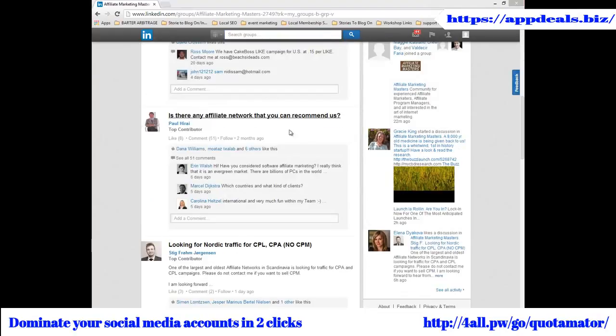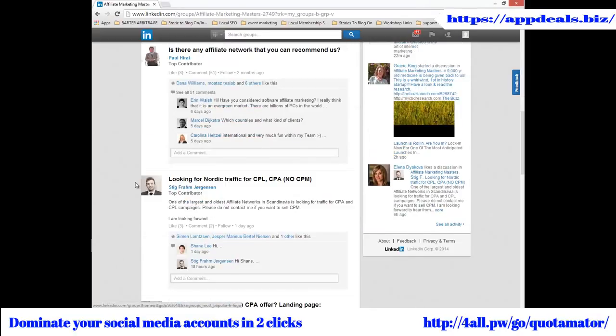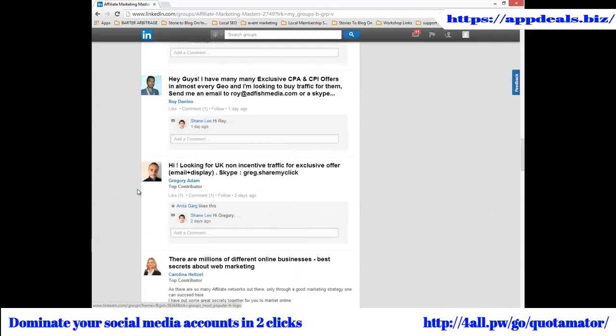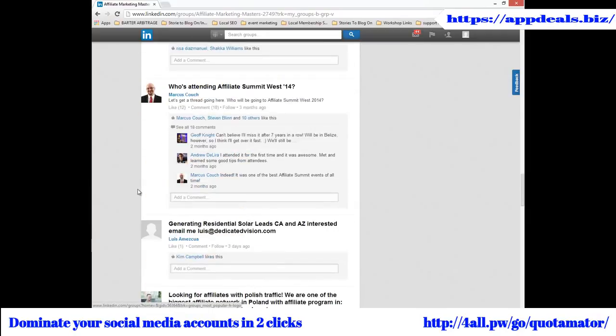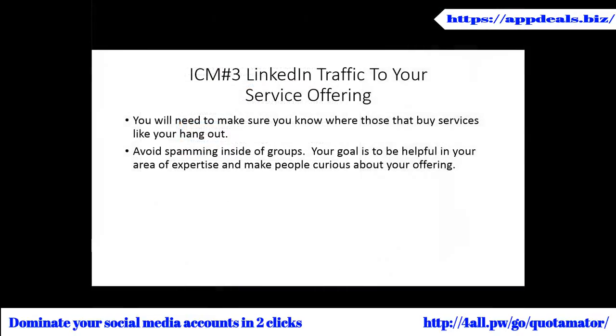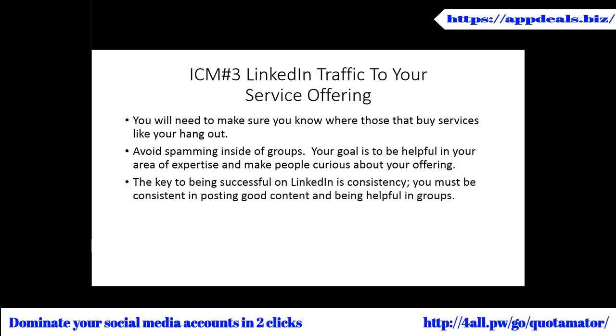Now, here's the example of a group you'll see here, and you are going to be looking for discussions where you can participate, add value, and get people to look at your profile. Okay, you don't want to get inside of these groups and start spamming people. That's not the objective. Your goal here is to be helpful. I mean that's your sole goal, because you want people to take an interest in you based on them being able to get their problem solved.